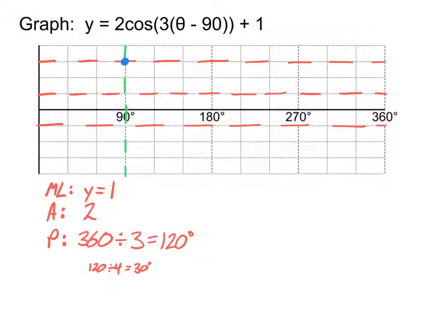Then, my next point goes middle. Now remember how far over you go to get to the middle. The middle is going to be over 30 degrees. If you got that, then I'm betting the rest of it went pretty smoothly, because then we're just following the pattern, putting a point at every single one of those hash marks as we go.